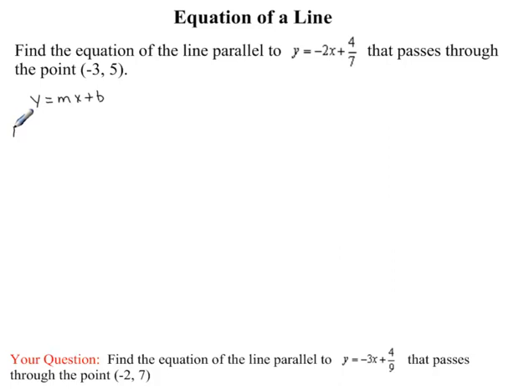So here I'm going to write, since the lines are parallel, therefore we know that our slope, or our m variable, is going to equal negative 2, the same slope as this equation here. We're now going to substitute our m equals negative 2 into our general equation. So we will have y is equal to negative 2x plus b. I now want you to try doing this step with the question you are given.